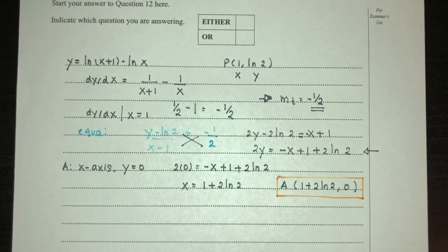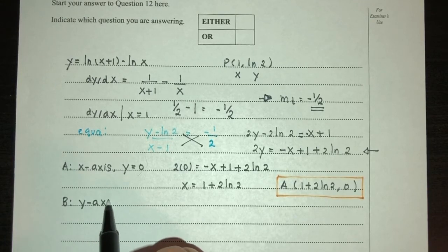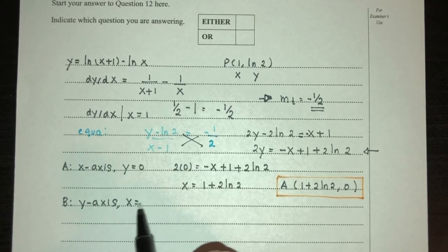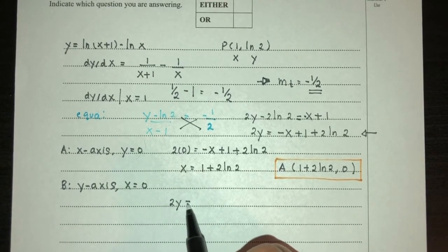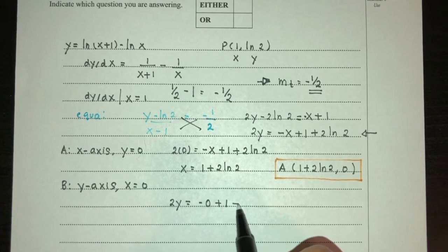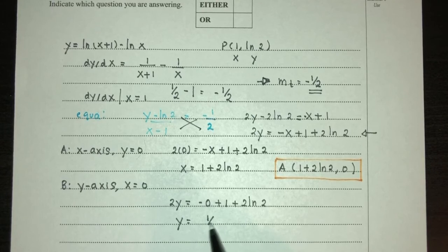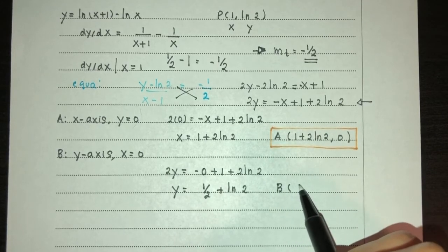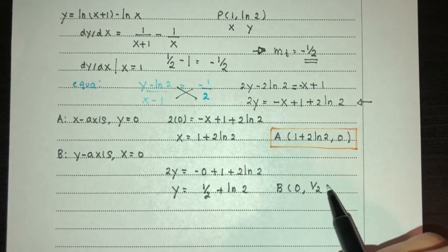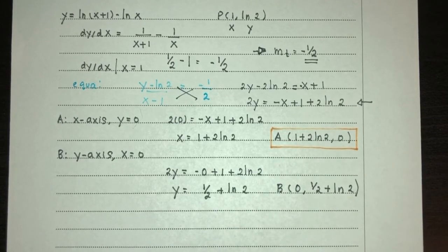Now I need to find the point B. The point B is on your y-axis, and you know on the y-axis the value of x has to be 0. So you will have 2y minus 0 plus 1 plus 2 ln 2. So y has to be half plus ln 2. So here you have B: x is 0 and y is half plus ln 2. That is your point B.